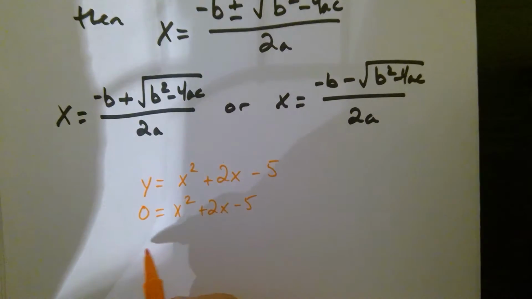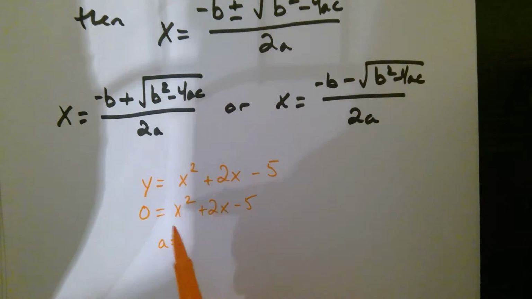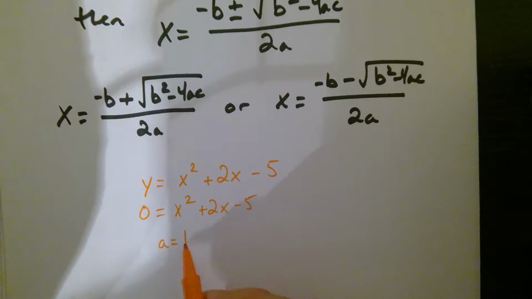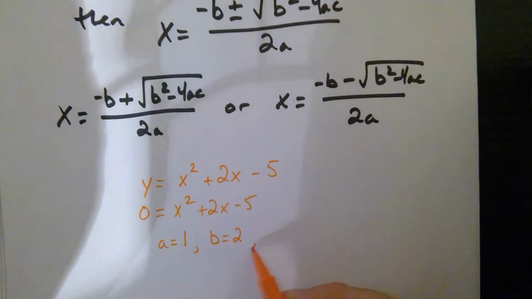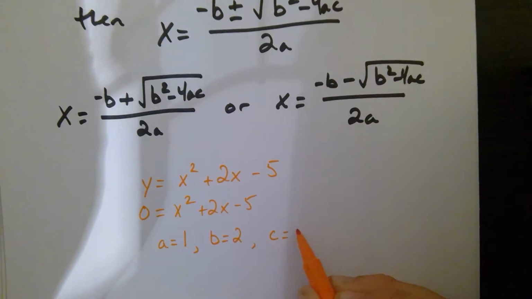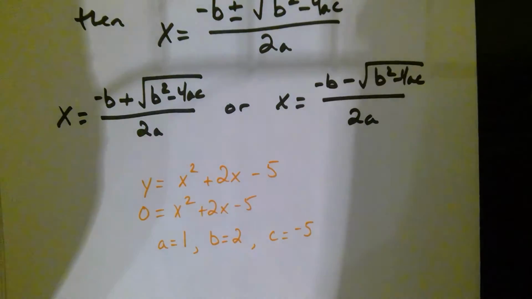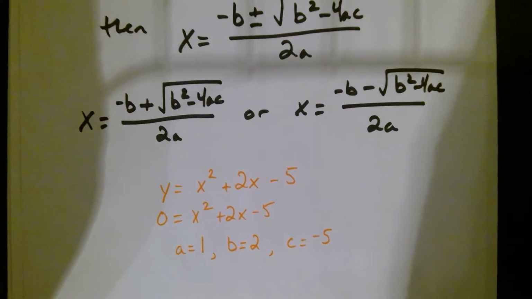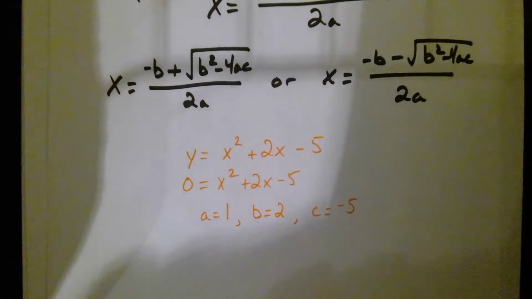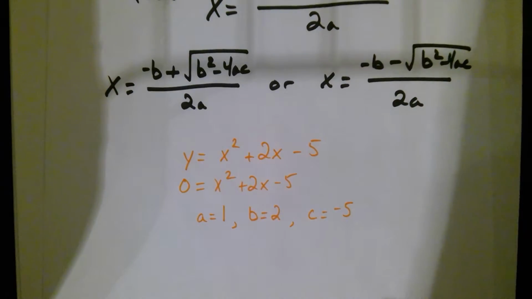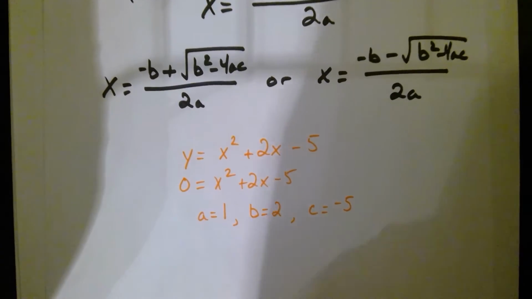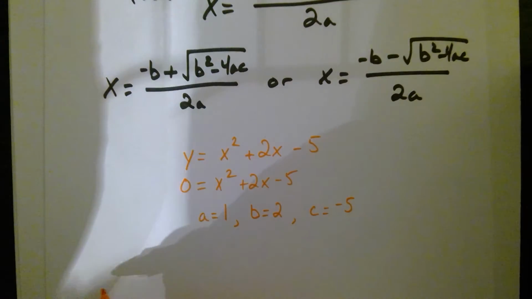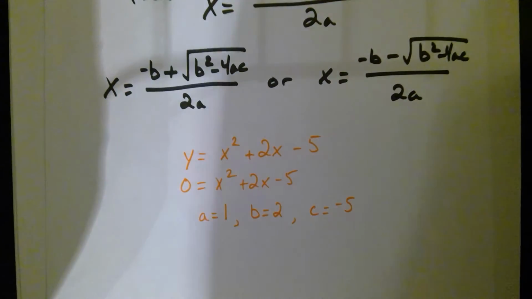Then we have a equals, that one's a bit tricky, 1. B equals 2. C equals negative 5. Now, I've got a formula, and I'm not afraid to use it. Let's go ahead and plug in with what we've got. We're going to do this one broken down for the first one, and then we'll just combine on our next example. Okay, so here's my first possibility.